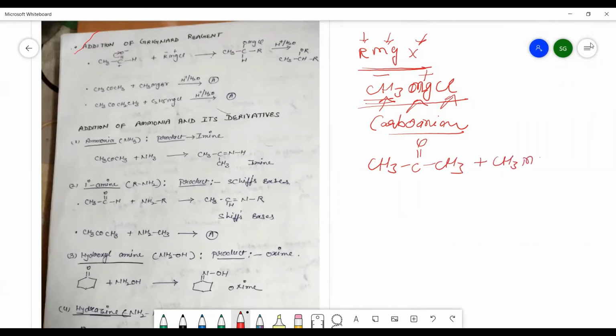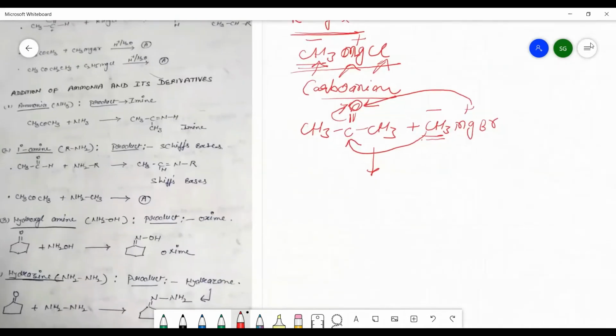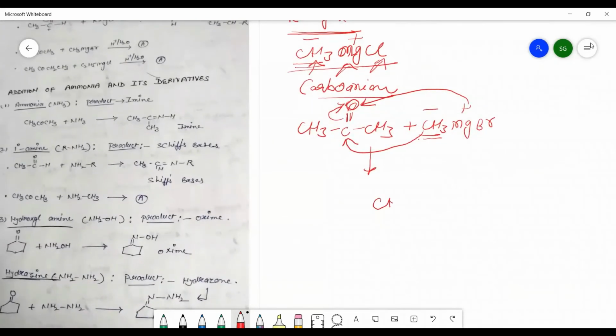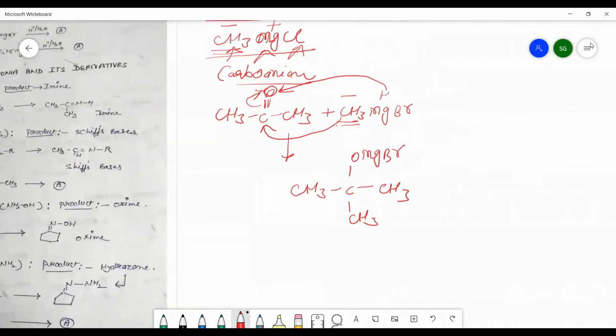And when we are adding methyl magnesium bromide, or any other alkyl group you can take with the Grignard reagent, what will happen? See, the negative will attack the positive, and the positive will attack the oxygen atom, and the pi bond will be shifted towards the oxygen atom because oxygen is electronegative in nature, that we have seen earlier. So there is a formation of OMgBr and the CH3 will be attached on this carbon atom. To increase the number of carbon atoms means a stepping up reaction.